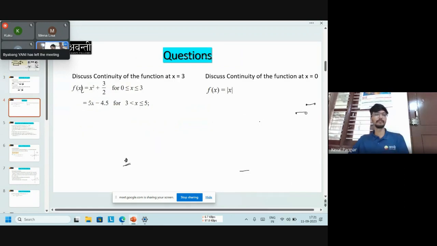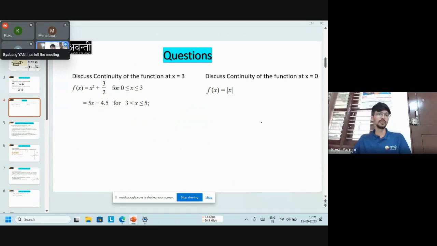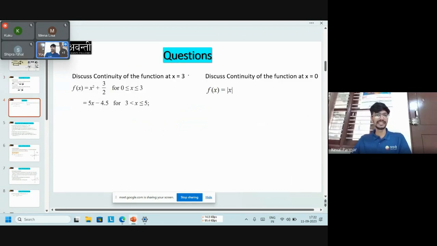For example, here I have two questions. Discuss the continuity of the function at x equals 3. And this is a function. As you can see, it is a piecewise defined function. I hope you remember. It is a piecewise defined function. So let's check all the three conditions.